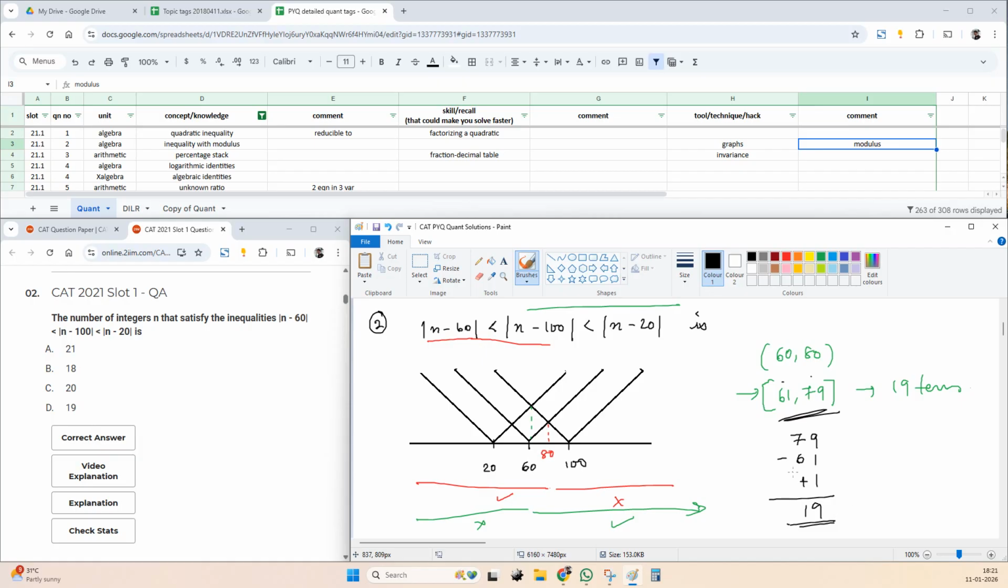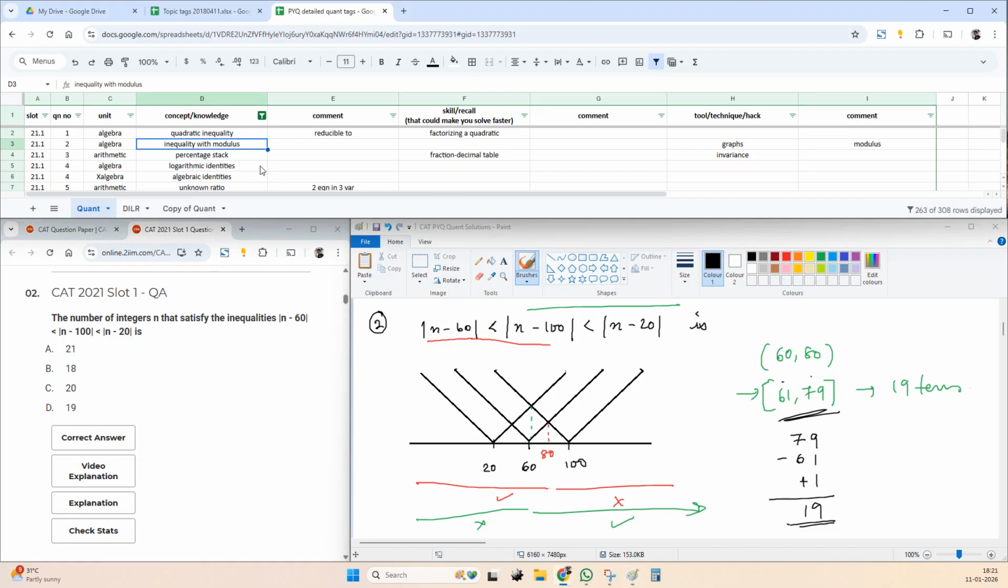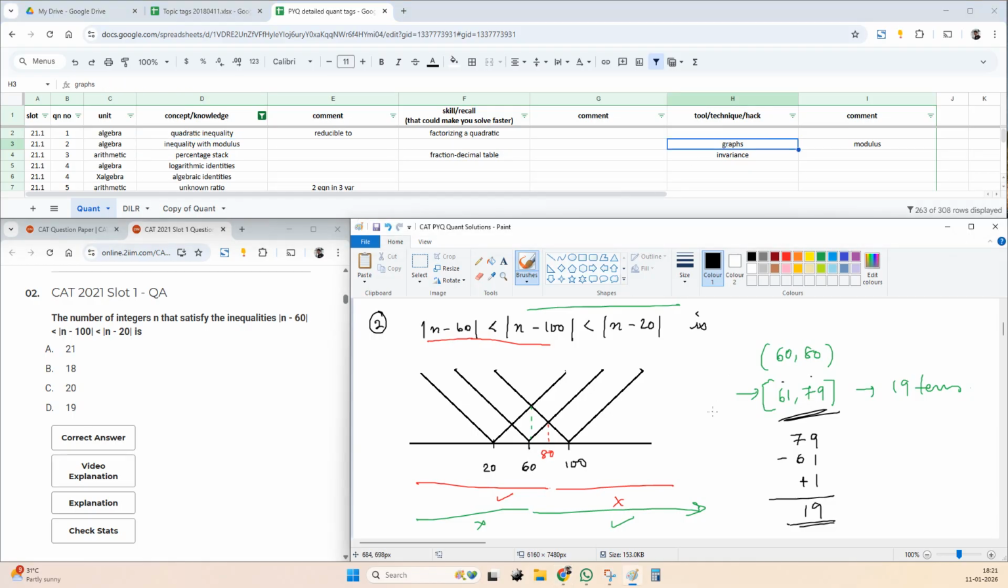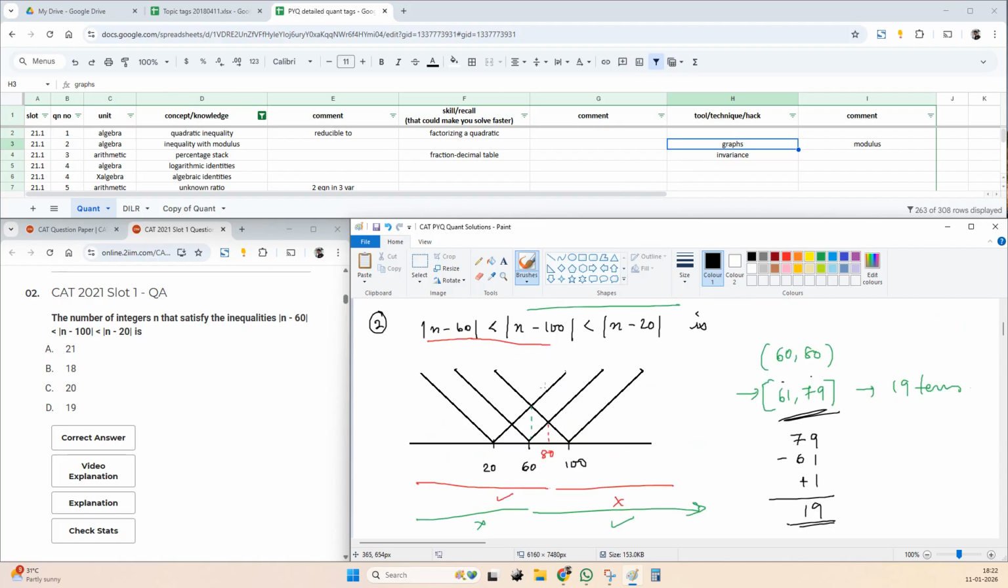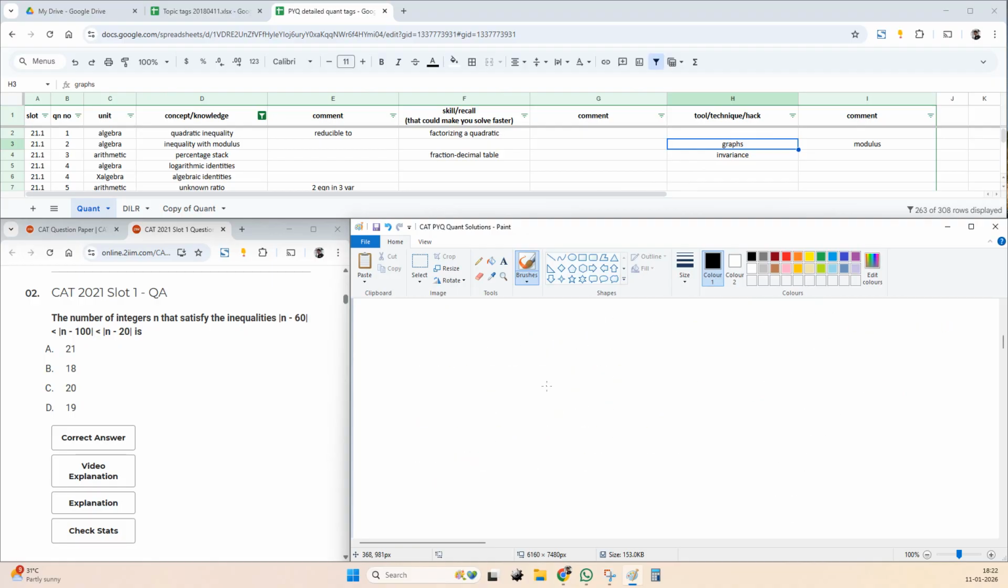Yet another inequality question, inequality with a modulus. Best way to solve this is using graphs. That's question number 2. Let's move on to question number 3. I think I should clarify a little more about this. Okay, something to add here for question 2.